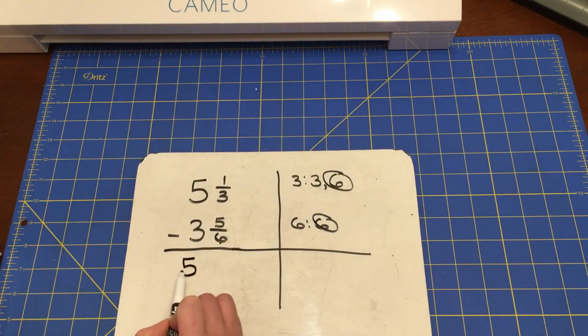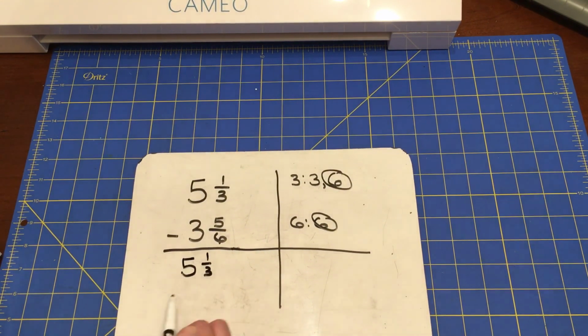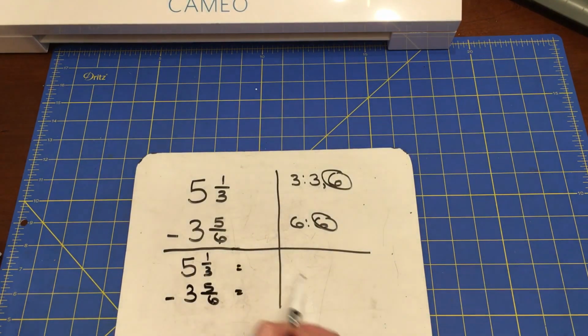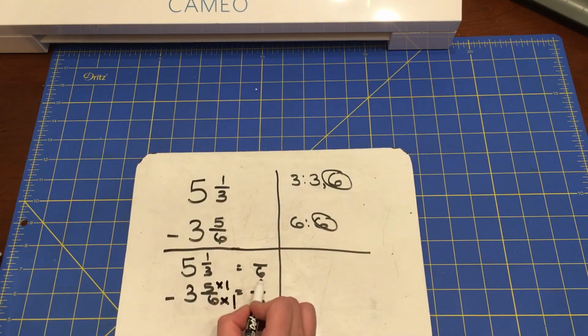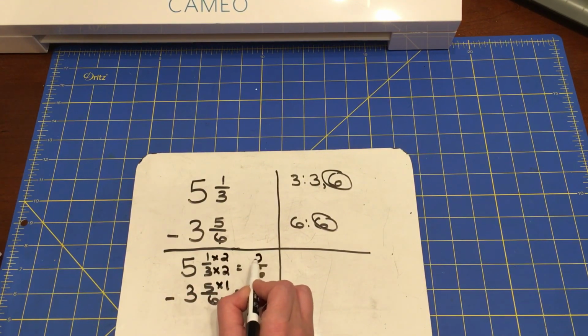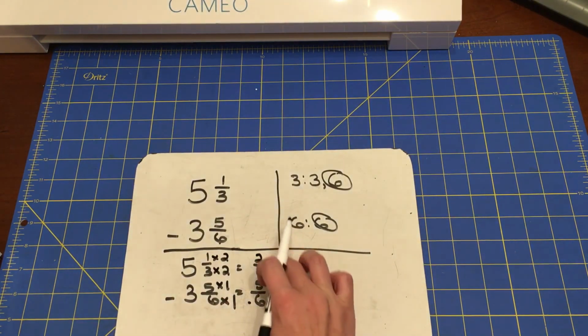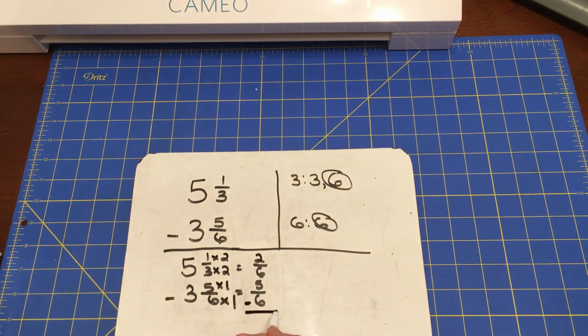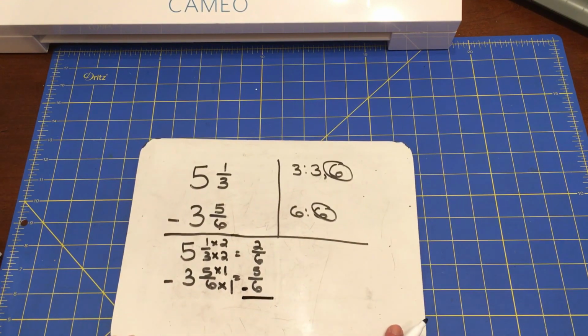So again, I'm going to rewrite my problem down here, and then I'm going to convert both of them to equivalent fractions with 6 as the denominator. So 6 times what is 6? Well, 6 times 1 is 6, and whatever I do to the bottom, I do to the top. And then 3 times 2 is 6, so 1 times 2 is 2. So now what they want me to do is subtract 2/6 minus 5/6.